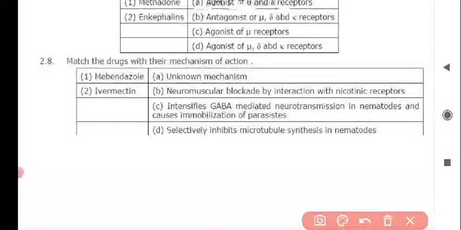So next question is match the drugs with their mechanism of action. So for the first drug, that is mebendazole, the correct answer is option D, that is selectively inhibits microtubule synthesis in nematodes. And for the next option, that is ivermectin, the answer for this question is option C, that is intensifies GABA mediated neurotransmission in nematodes and causes immobilization of parasites.